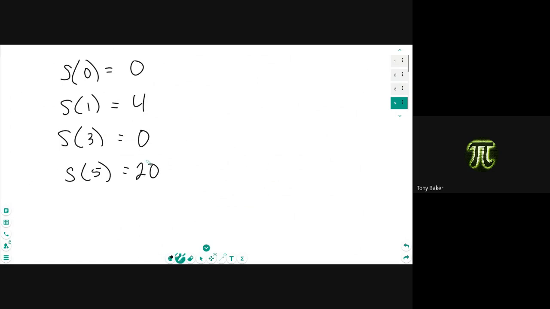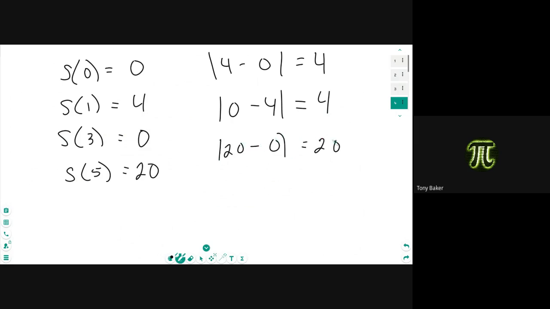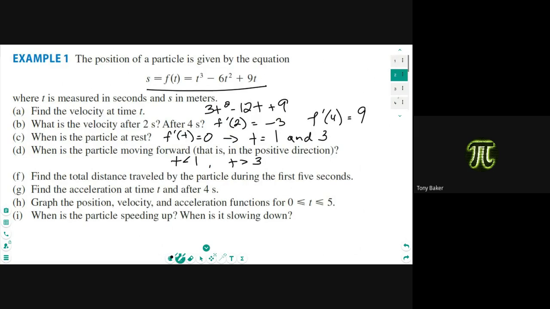All right. So we went from, so 4 minus 0 is 4. That's the first term, right? That's the first direction, right? And then we have 0 minus 4, which is the second one, which is also 4. And then we have 20 minus 0, which is 20. So how far did it go? 20. I think this was meters. What was it? Yeah, meters.